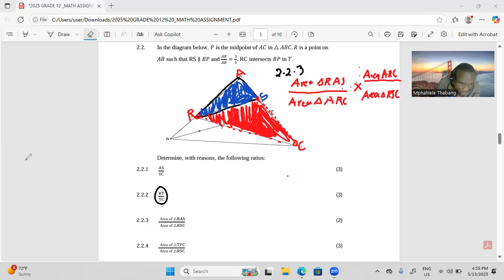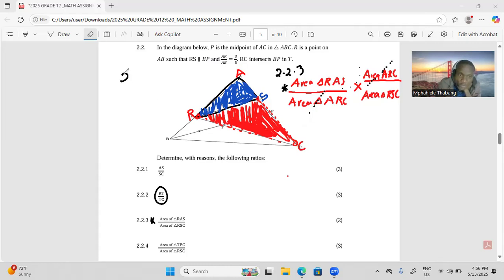If you observe carefully, guys, what I've just written here is not different to the statement of 2.2.3. If we cancel this and this, you will notice that what I've just written is the area of triangle RAS over the area of triangle RSC. Let me show you in a simple context.